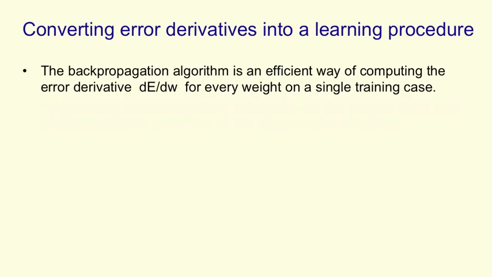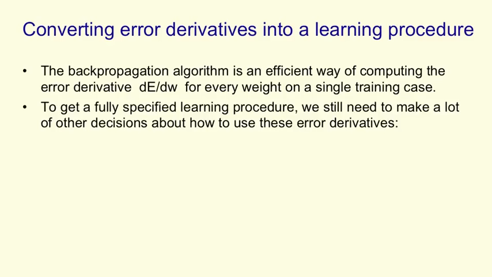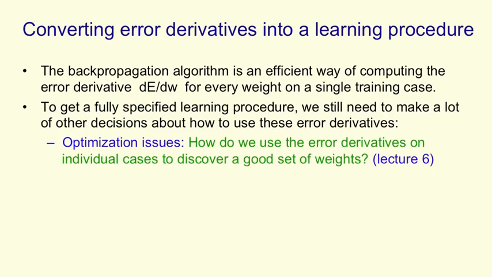The backpropagation algorithm is an efficient way to compute the derivatives with respect to each weight of the error for a single training case. But that's not a learning algorithm. You have to specify a number of other things to get a proper learning procedure. We need to make lots of other decisions. Some of these decisions are about how we're going to optimize. That is, how we're going to use the error derivatives on the individual cases to discover a good set of weights. Those will be described in detail in Lecture 6.